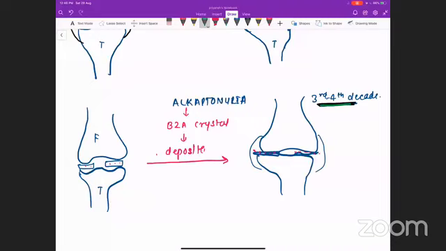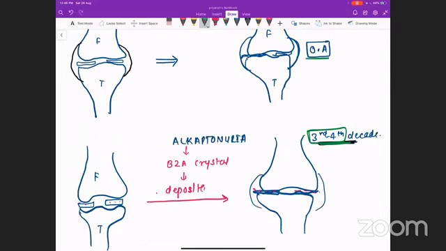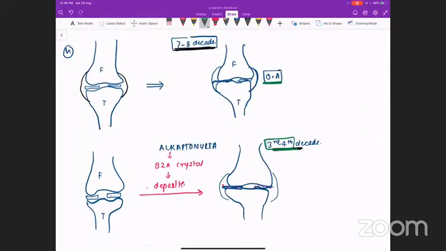Whenever you do an X-ray of a patient in the 3rd to 4th decade of life and you see a picture like osteoarthritis, which usually occurs in the 7th, 8th decade of life.